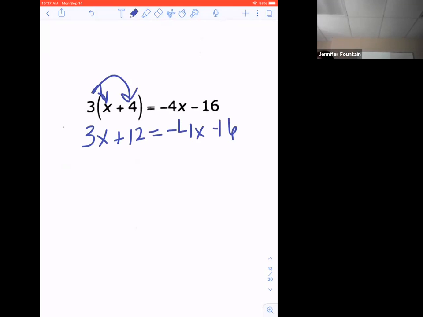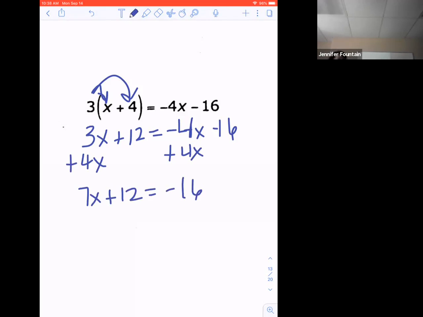Okay? What am I going to need to do now? What side do I want my variables on? The left-hand side. So I'm going to go ahead and add 4x to each side so I can get my variables on the left. What is 3x plus 4x? 7x. So now I have 7x plus 12 is equal to negative 16.